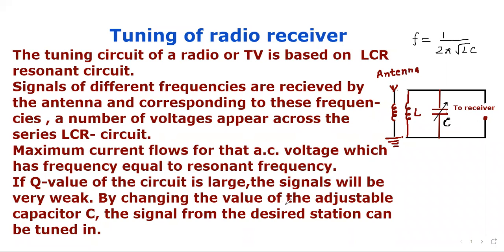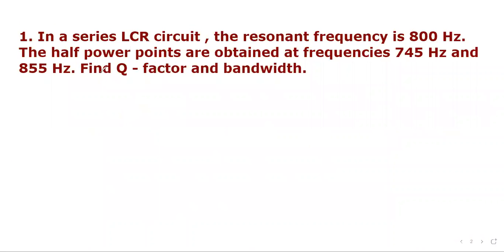By changing the value of adjustable capacitor, see here this arrow shows that this capacitor can be adjusted to a certain value so that resonant condition can be created. And when this situation is met, then by changing the value of the adjustable capacitor C, the signals from the desired station can be tuned in. Now, let's see some numericals.